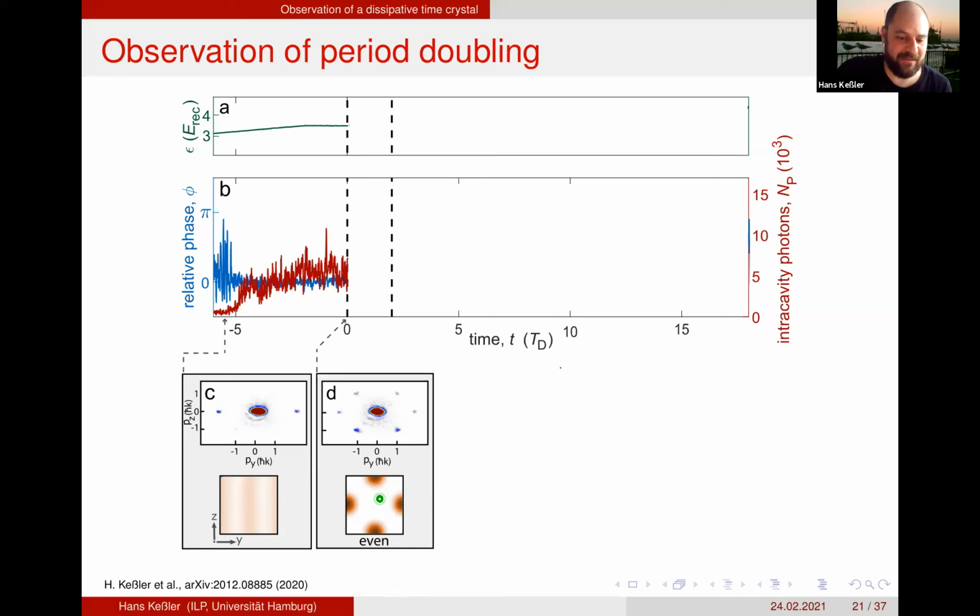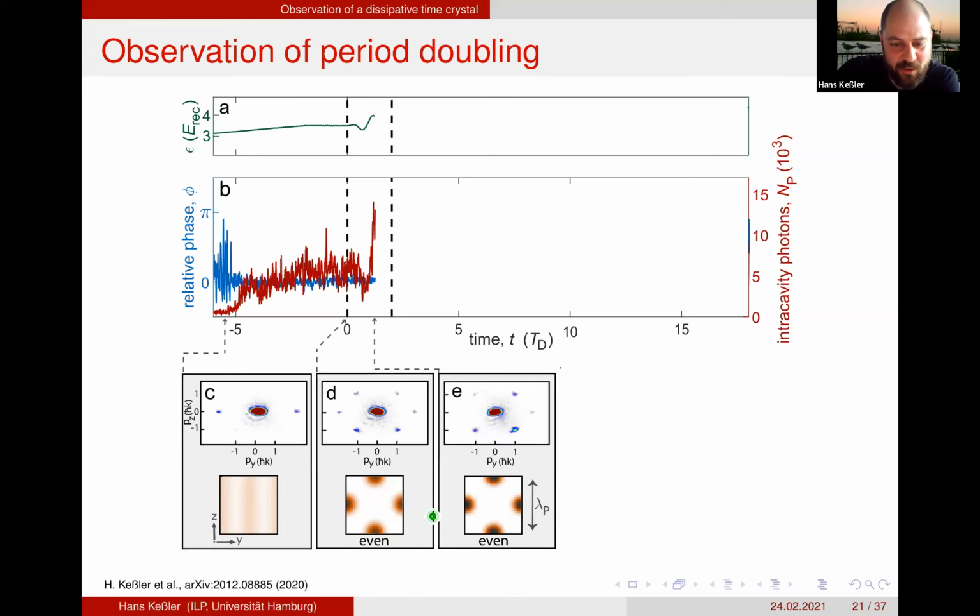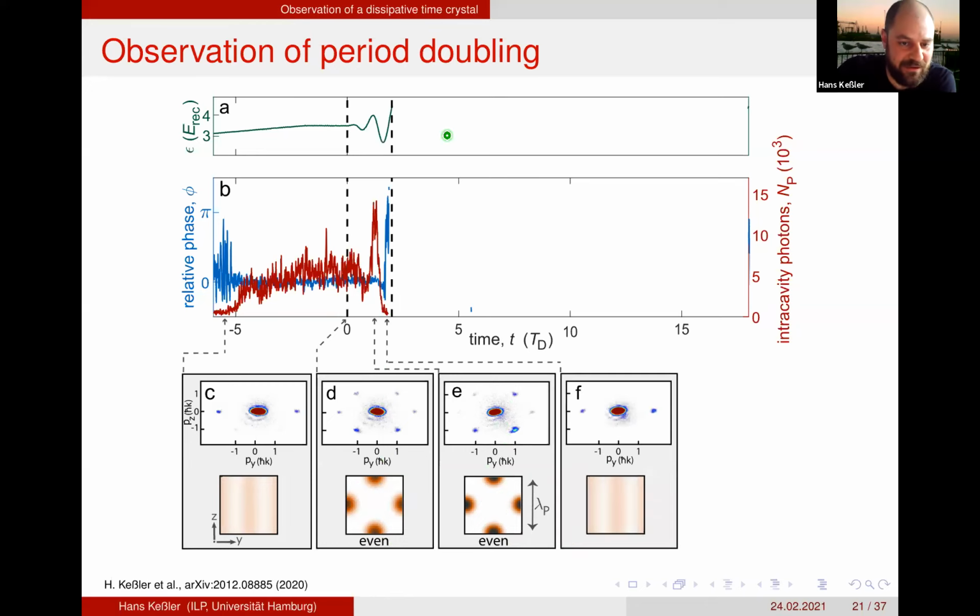This is momentum space, and below we have real space. If we now start to modulate, the intercavity field rises, but the phase stays the same. That means the atoms just localize a bit more, but they stay in the same sublattice. If we continue a little bit further, the intercavity field drops to 0. The phase is not defined and jumps between 0 and 2 pi basically.